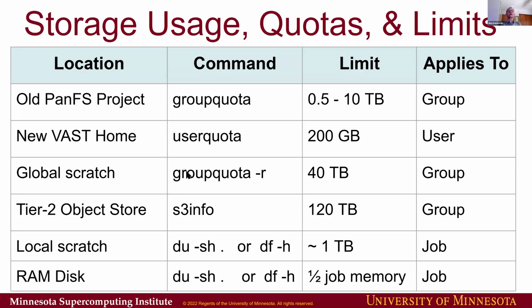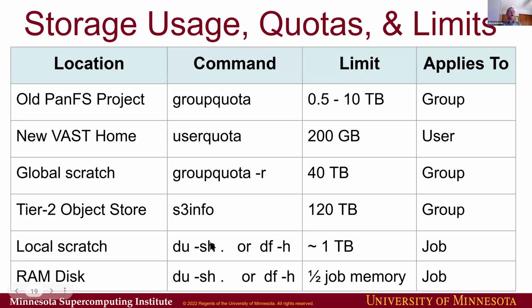Global Scratch. This is also organized by group. So it's group quota -R for the global Scratch space. And all groups start off at about 40 terabytes. For tier 2 S3 info, you start off at 120 terabytes on a per group basis, and you'd use this S3 info to find out how much you have left.